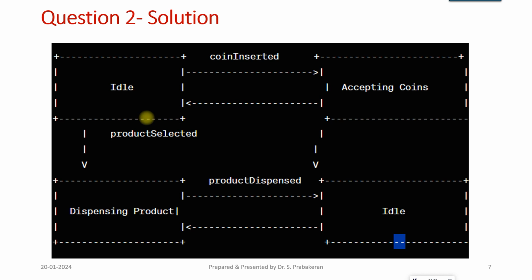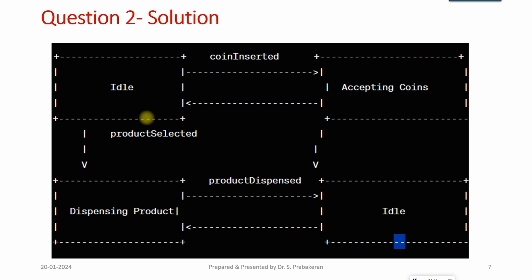Finally, our transition is triggered by the product dispensed event. What is the product dispensed event? That is moving from dispensing product back to idle. So here the associated action is to complete the transaction and return to the idle state.